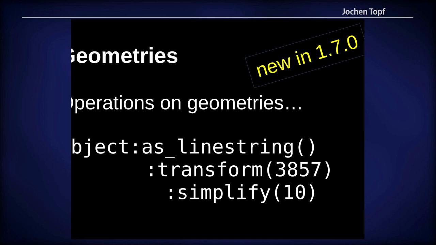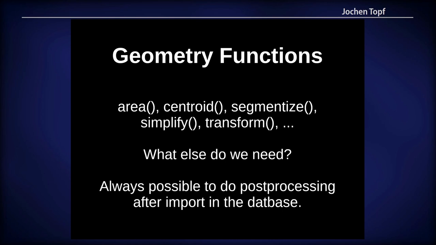And we're looking at what other things we can support there. So at the moment we have calculation of area, centroid, segmentize, so split up a long way into smaller pieces, simplify of line strings, transform into different geometries. Again, I want to hear what you want to use that for. But it is always possible, because you have a PostGIS database, to do all these things in PostGIS afterwards.